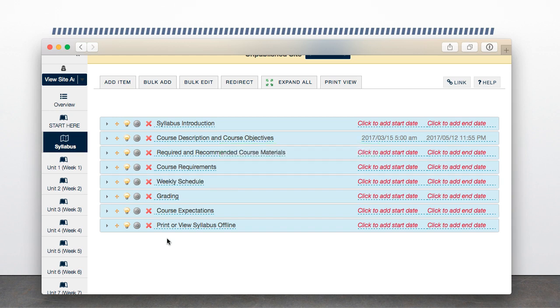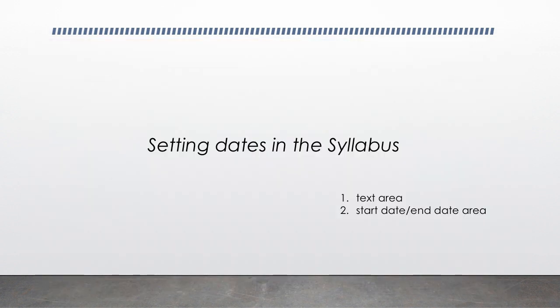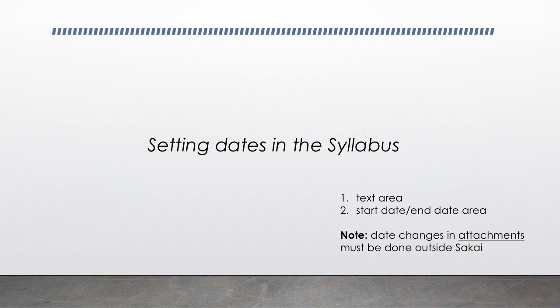A note: if the syllabus in the course is simply an attached file, such as a PDF or Word document, changing dates in those files must be done outside of Sakai. Modification of attachments is not covered in this tutorial.